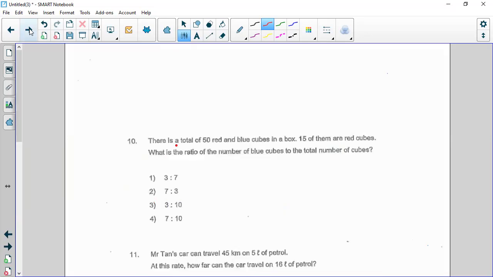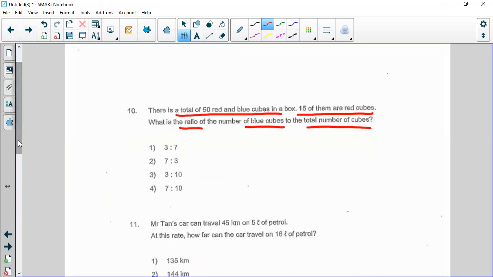There is a total of 50 red and blue cubes in the box. 15 of them are red cubes. What is the ratio of the blue to the total cubes? Ratio method. If you're going to use the ratio method, what should you be doing? You should be labeling: red is to blue. And does your ratio have a total? Yes, the question is talking about the total. So your ratio has a total. You must label the ratio, put the 50 inside, and how many red? 15 red, and how many blue? 50 minus 15, you get 35 blue.